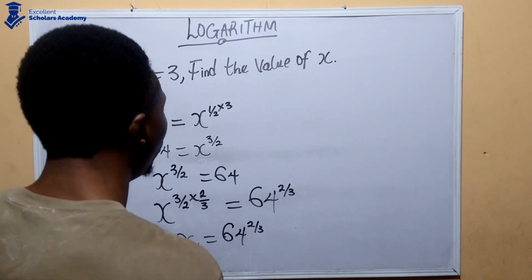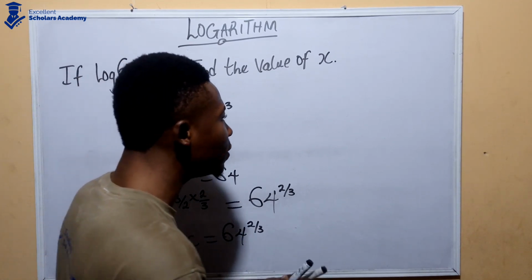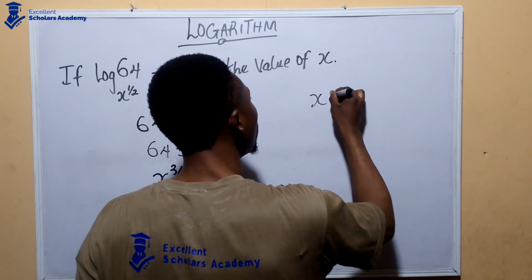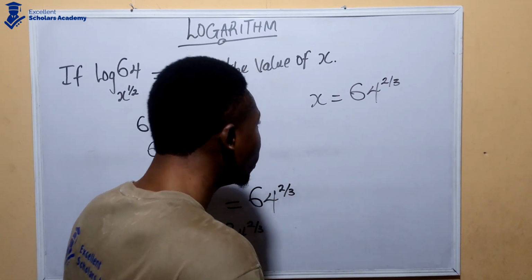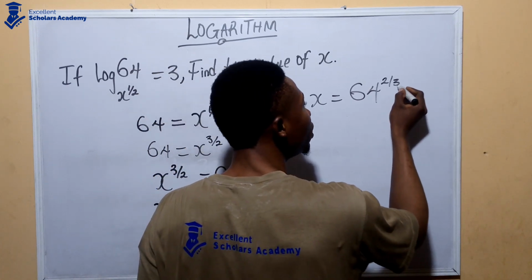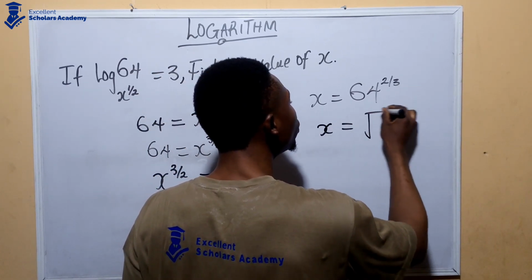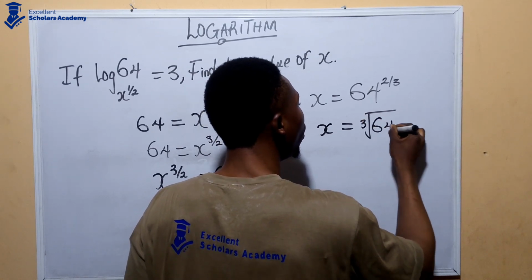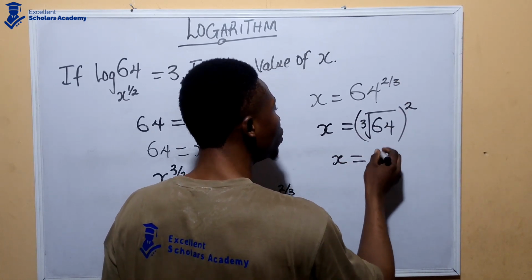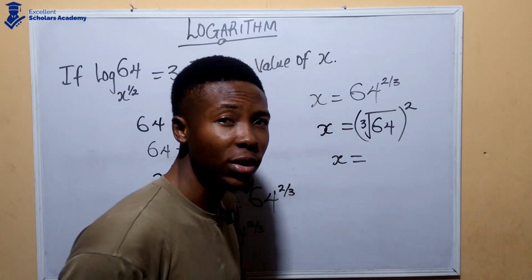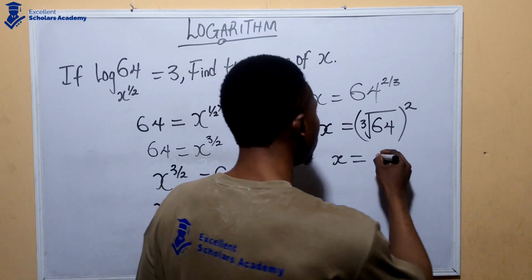Now, we want to evaluate this. 64 to the power of 2 over 3. What does it mean? Now you have x is equal to 64 to the power of 2 over 3. The number down, that's the denominator of the power, is 3. So that tells us that this will be the cube root of 64 all to the power of, what's the numerator? 2. So x is going to be equal to the cube root of 64, which is what? 4, because 4 times 4 times 4 gives us 64. So this is going to be 4.